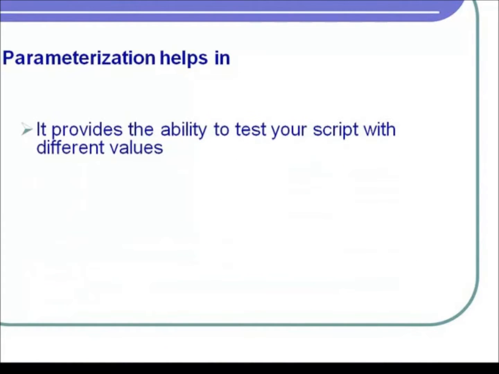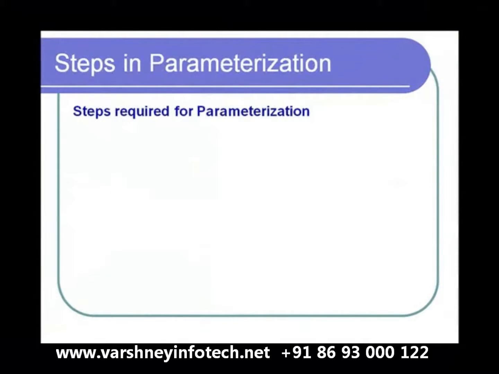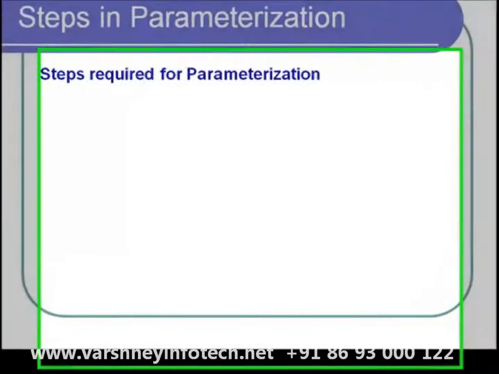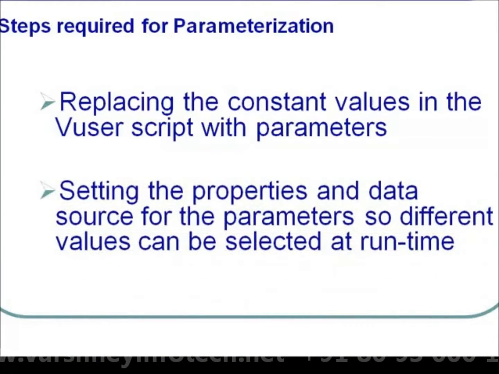So let's look at the advantages here. Parameterization provides the ability to test your script with different values. And second thing, it reduces the size of the script since it makes your script dynamic. Now let's look at the steps that need to be performed in order to parameterize. Step number 1. Replace the constant values in the vUser script with parameters. Step number 2. Set the properties and data sources for the parameters so different values can be selected at runtime.